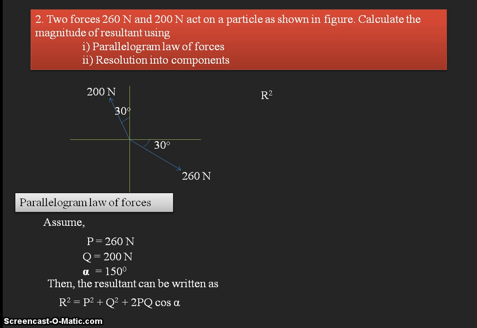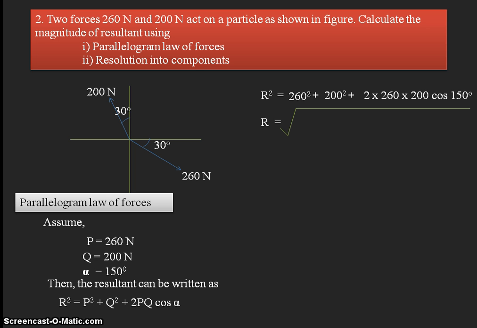So now substitute the values. R square is equal to P square, means 260 square, and Q square, means 200 square, plus 2PQ, means 2 into 260 into 200 into cos alpha. Alpha is 150 degrees. So substituting the values, please calculate and simplify by using the engineering calculator. So you'll get the values like this.